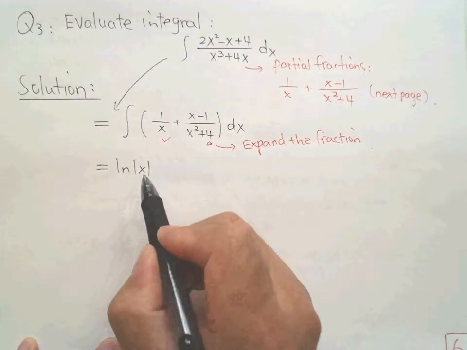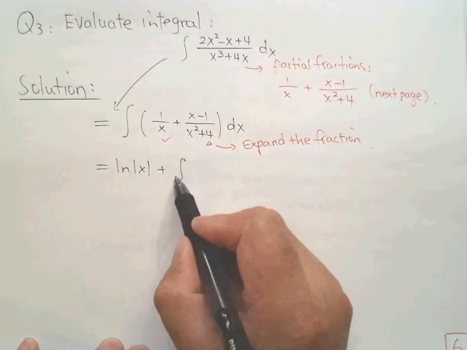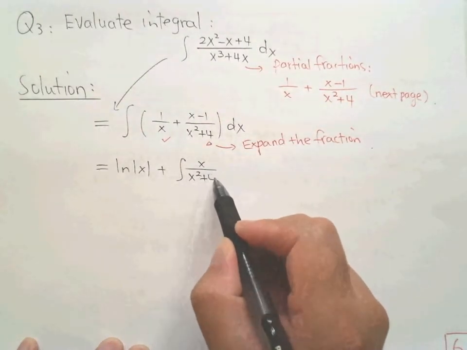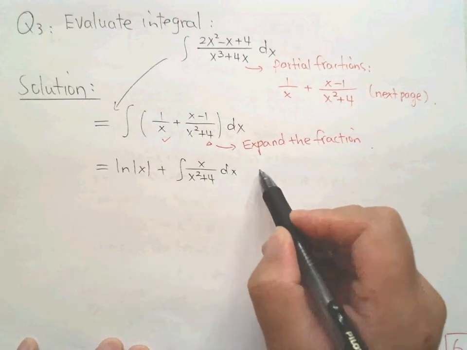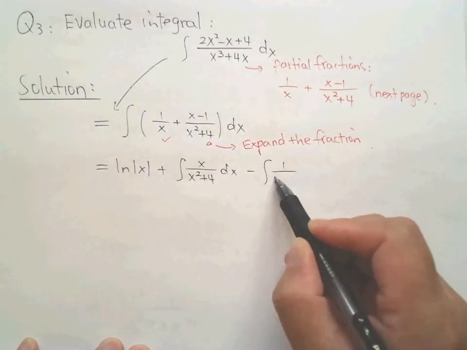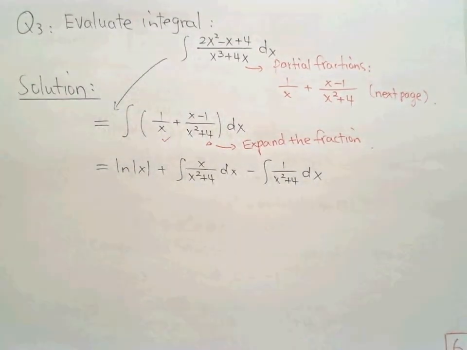So the first we already have, right? ln absolute value of x, everyone knows. The second, break it down into two fractions. The first fraction is the integral of x over (x squared plus 4) dx. The second is minus 1, right? So minus the integral of 1 over (x squared plus 4) dx.